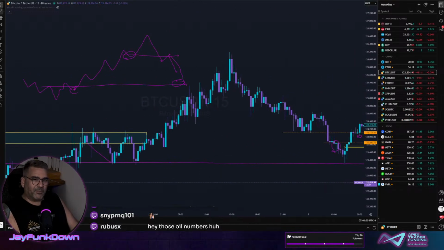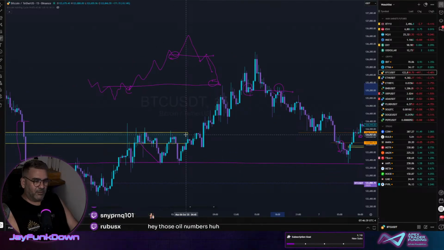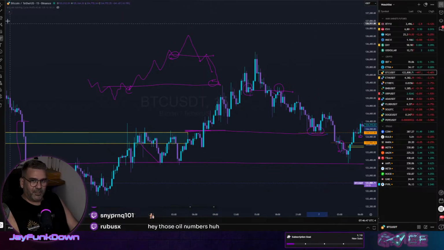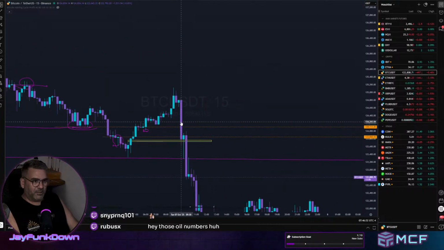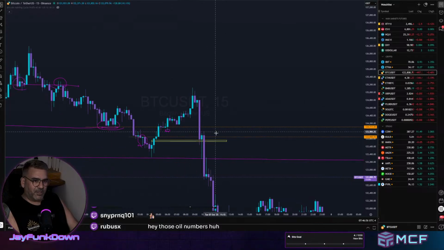This shit happens over and over again, man. This was the last level gained, but it was tested. They still played it. So big untested level up here. That's why this is all marked out, right? This is a big untested level. Then this is the last level lost.